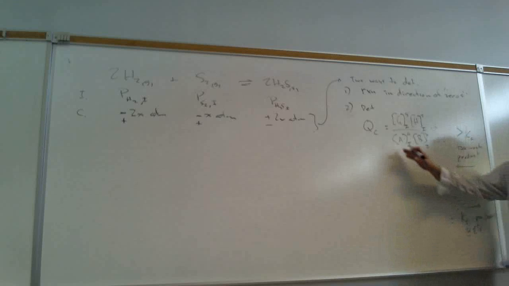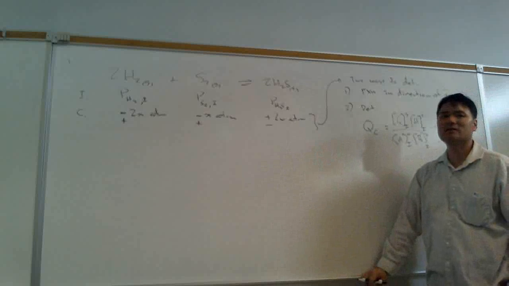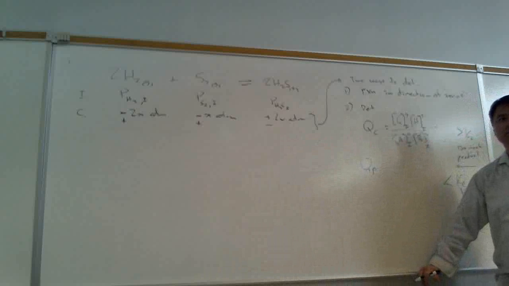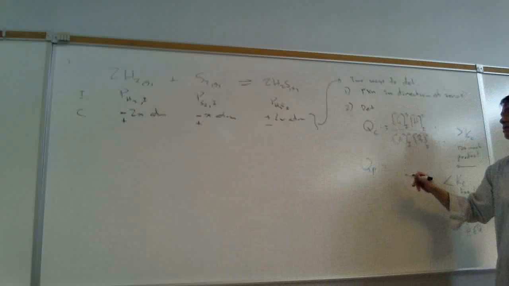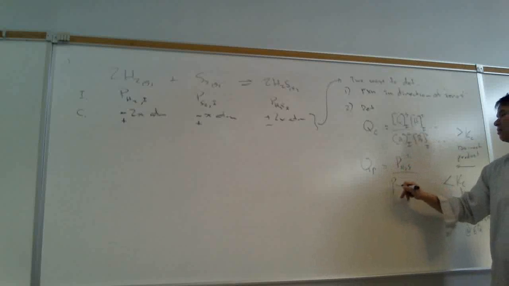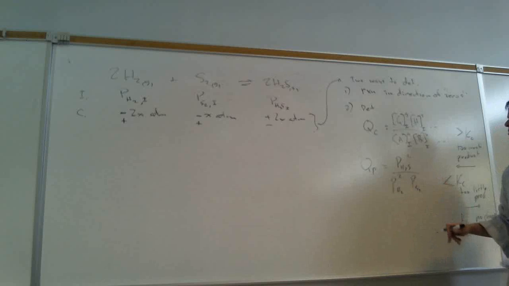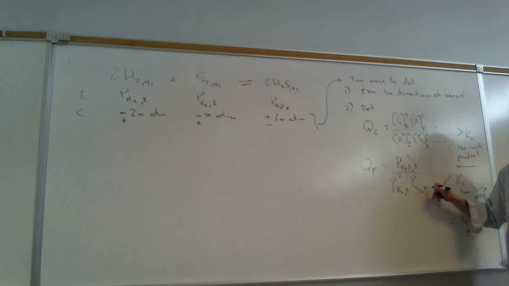Would we use a QC here? No, we wouldn't use a QC here because they're asking for KP. And so we have the equivalent, we have QP. So let's just figure out what QP is for this. QP for this would be the partial pressure of H2S squared divided by the partial pressure of H2 squared, divided by the partial pressure of S2 to the third. And these are going to be the initial values.